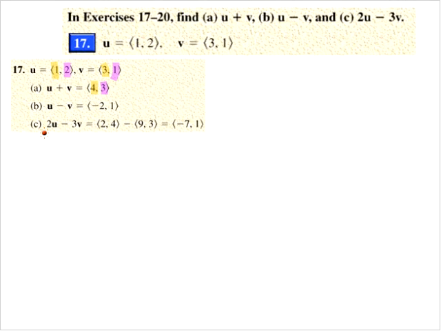And then with the scalar, it's just like you think. We're going to multiply the first numbers by 2 and the second numbers by 3 and then subtract them. So really u becomes 2, 4, and v becomes 9, 3. So when we subtract them, 2 minus 9 is negative 7, and 4 minus 3 is 1.